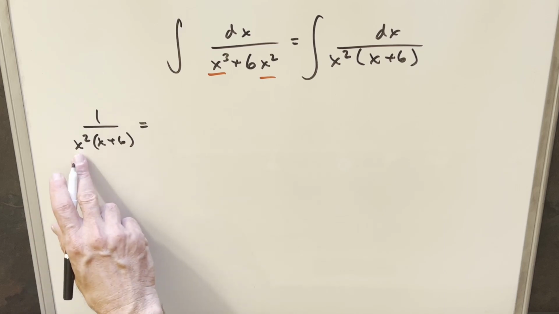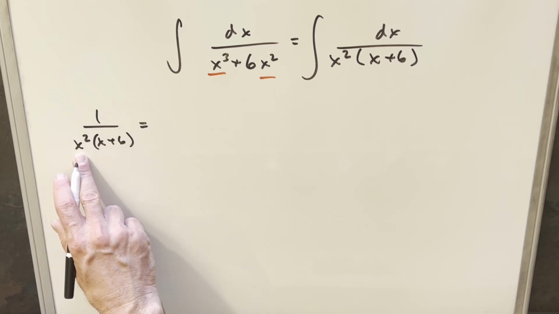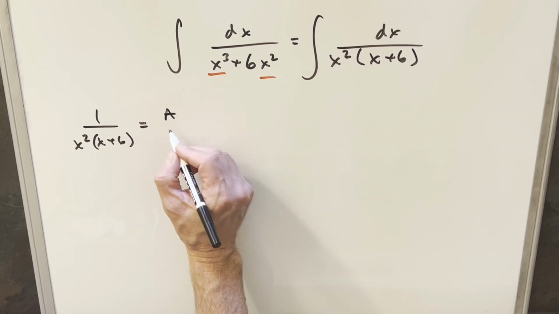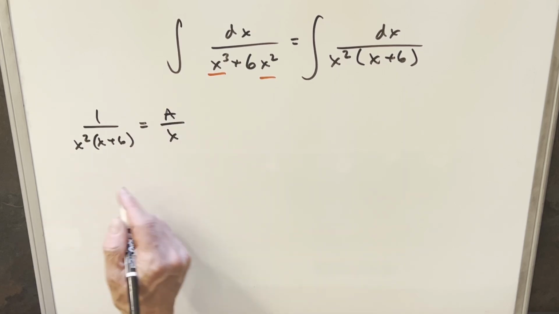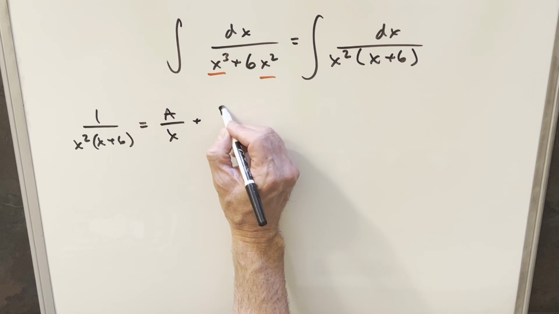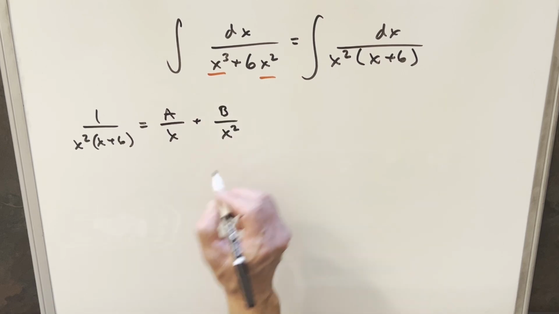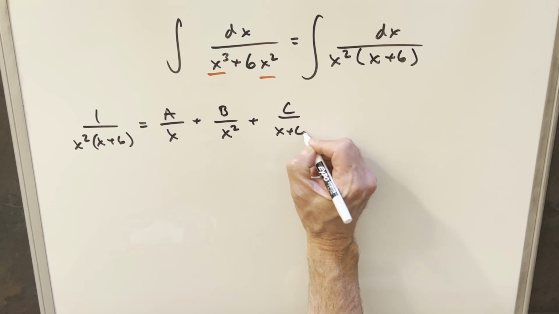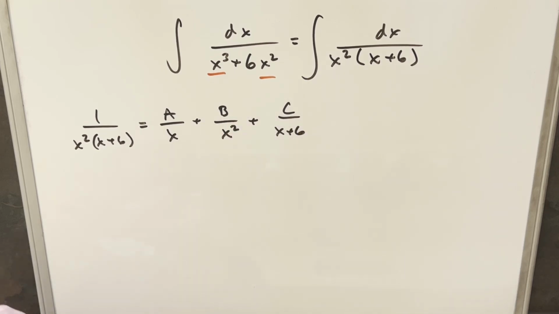And the way we're going to want to do this, because this is just one term, we can use the repeat case. So how we'll do this is I'll have an a over x, even though we don't have an x, but then we'll have another term, which is going to be b over x squared. And then for the x plus 6, we'll just write this as c over x plus 6, where we're going to want to find these a, b, and c values.